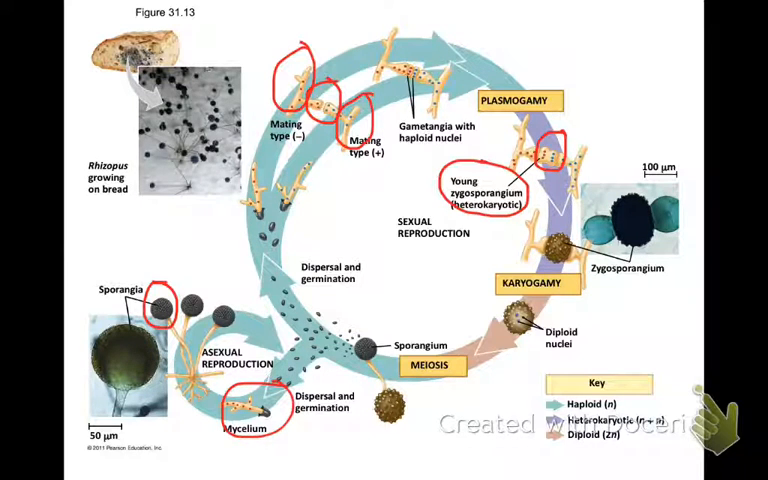Then that zygospore will mature into a very tough, resistant structure, and then inside that you will have the karyogamy. So those nuclei will fuse. You have the diploid nuclei. They will undergo meiosis. Then when conditions are favorable, that zygospore will germinate and form a sporangium, which will distribute new spores.